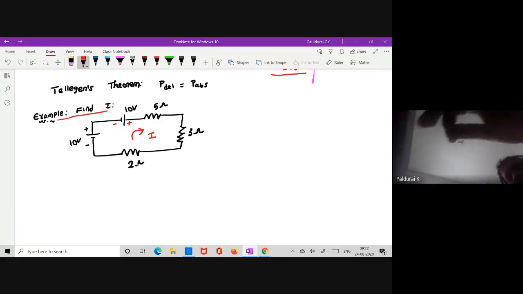So there is no polarity for a resistor, right? What concept I have given?